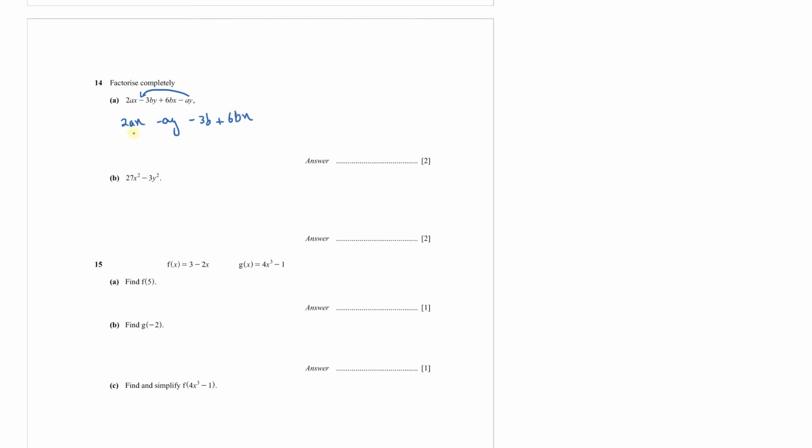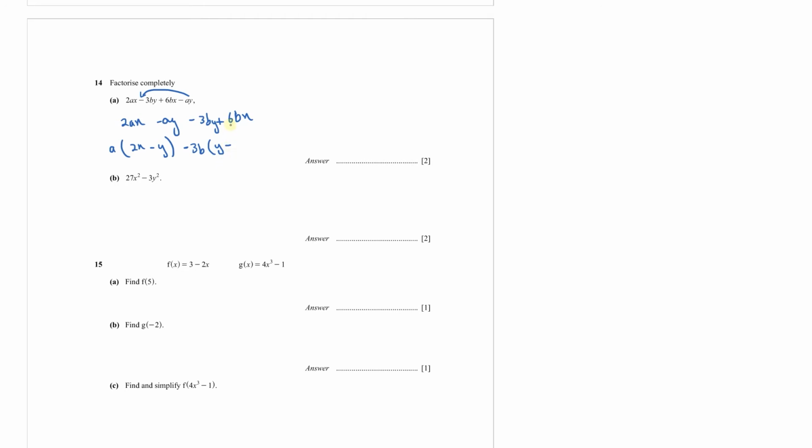Now I can take a common from the first two terms. If I take a common, I get 2x minus y. And then I can take minus 3b as common. So this is 3by, in fact. If I take minus 3b common, I will get y minus, this plus will be, so this will be plus here. Oh no, in fact, this will be minus.